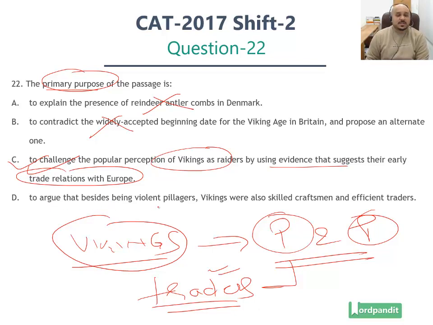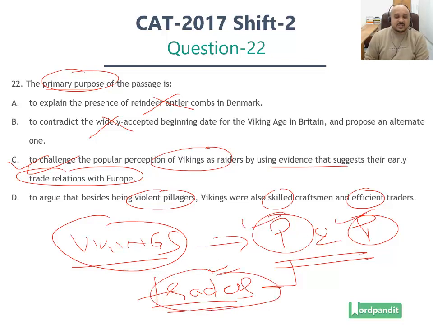D, to argue that besides being violent pillagers they were also skilled craftsmen and efficient traders. There is no implication that they were skilled craftsmen and efficient traders besides being violent pillagers. The fact of the matter remains, what we are told is before they started pillaging and plundering, they were traders. So they predated that, not besides. Option number D implies that they were pillagers as well as craftsmen as well as traders. All these things happened at the same time, not implied by the passage.